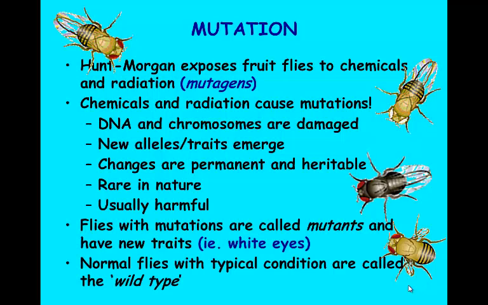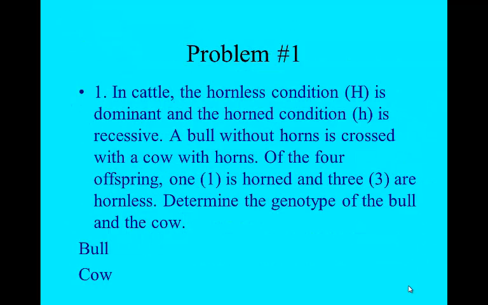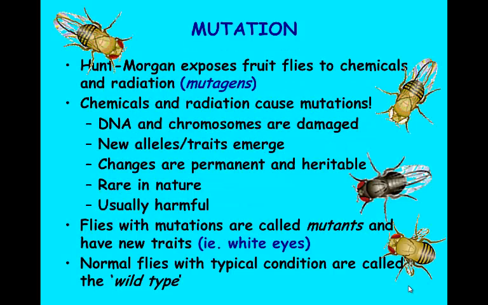The typical type are called wild type. The wild type look like the flies on the bottom right-hand corner of the screen. Those wild type had red eyes. He learned a lot about the ideas of inheritance, and again started applying things. So what he learned is that Mendel was right, that alleles are carried on chromosomes.